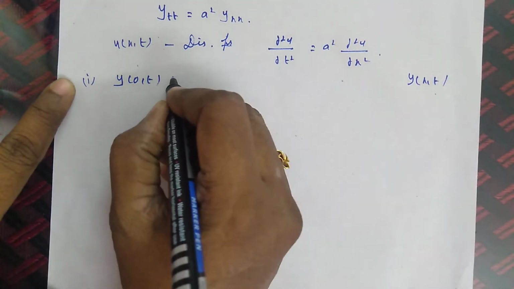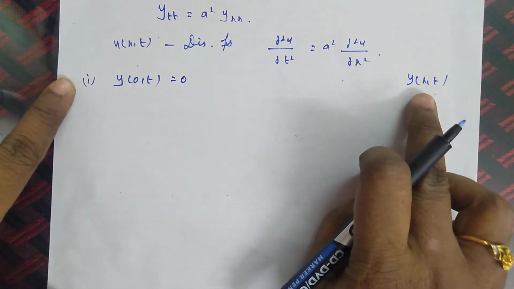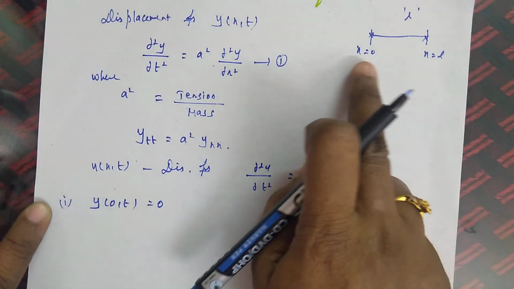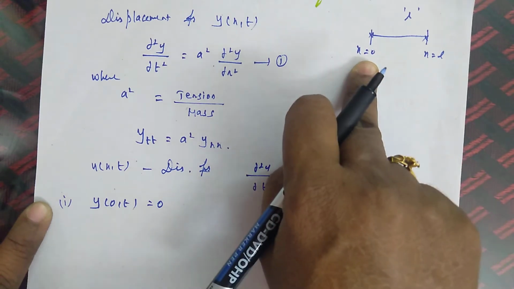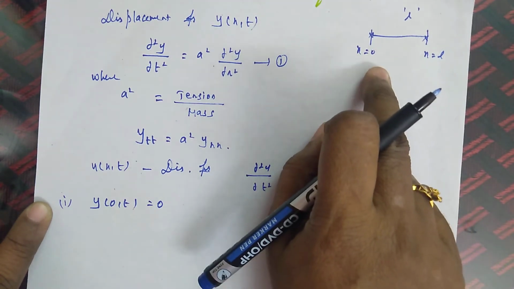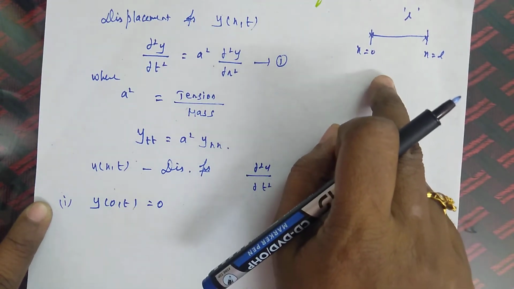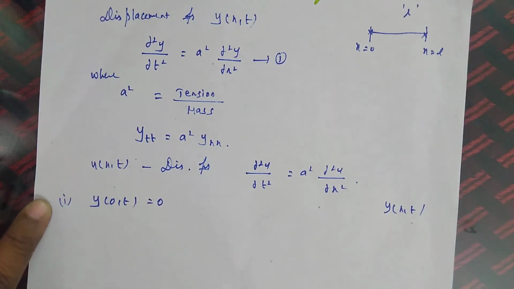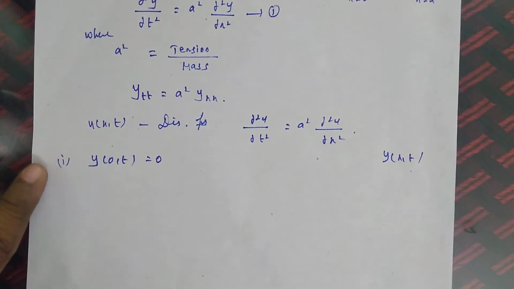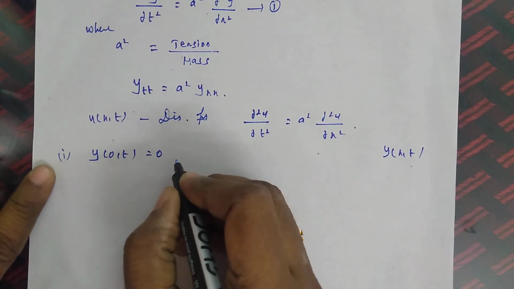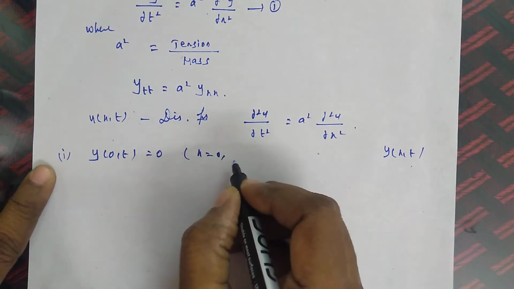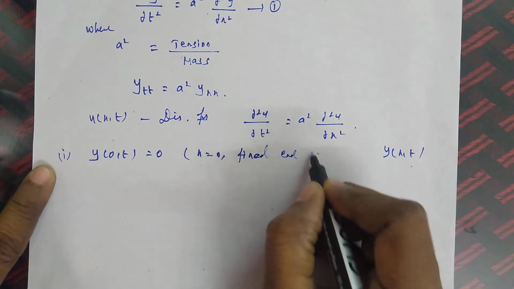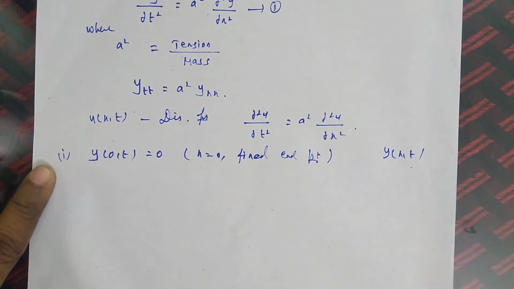That means x is equal to 0, because x is equal to 0 is the end point of the string, isn't it? This point is fixed, so at this point the displacement made by that end is 0. That is why the first condition is y of 0 comma t equal to 0. This is x is equal to 0, a fixed end point, so there is no displacement.